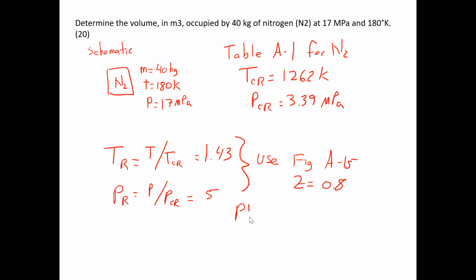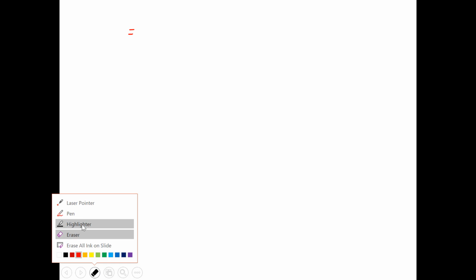And then you do your corrected ideal gas law, PV equals ZmRT. Right, I'll go to the next slide. Solve for Z. I'm sorry, not for Z. I'll solve for volume. That's what we're trying to get. So I get V equals ZmRT divided by pressure. So I get 0.8 for the compressibility.